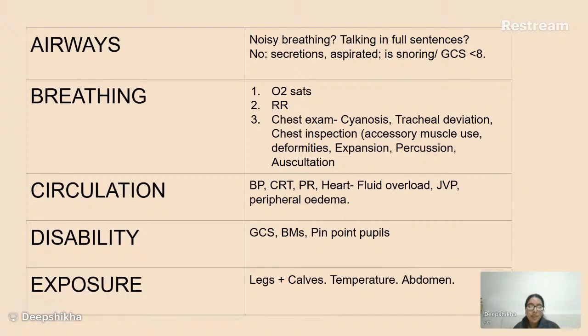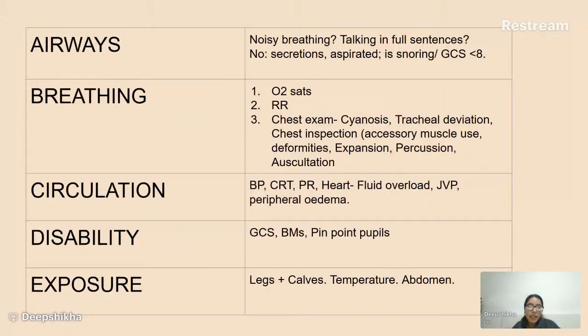and if they've got pinpoint pupils. For example, too many sedatives or too many opioids can cause pinpoint pupils, and is it at a point where it's causing respiratory depression as well. Exposure: again, looking at the legs for any oedema, and calves to see if they are hot, red, swollen, or tender. Look at their temperature to see if there's an infective cause, potentially, for their breathlessness, and again, the abdomen as well.